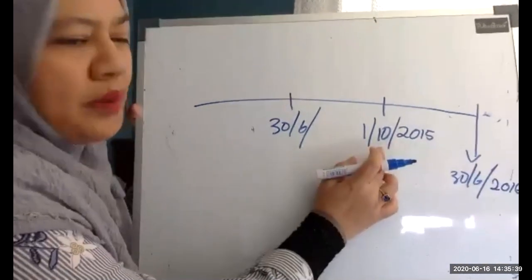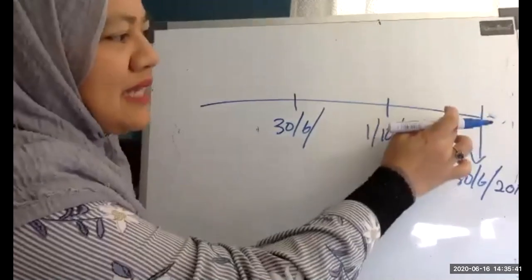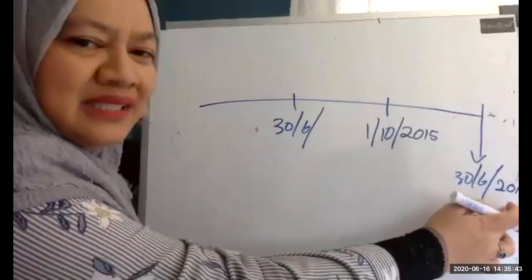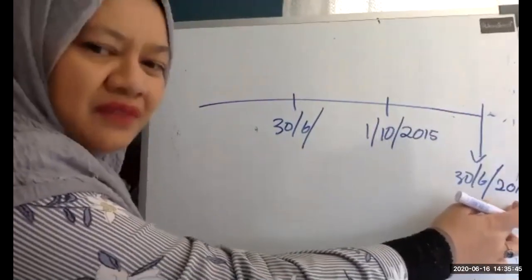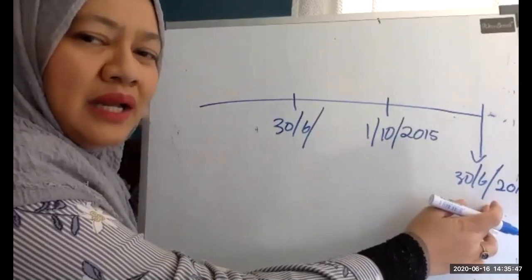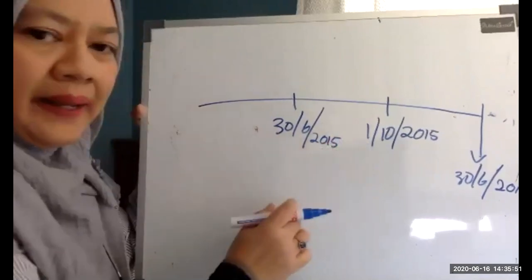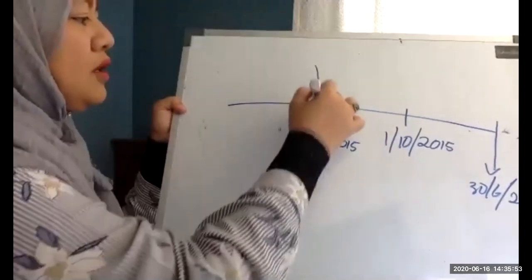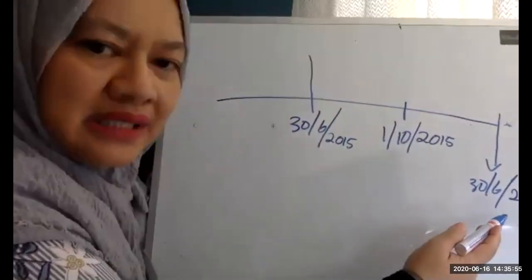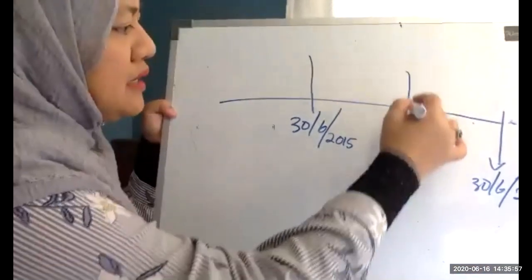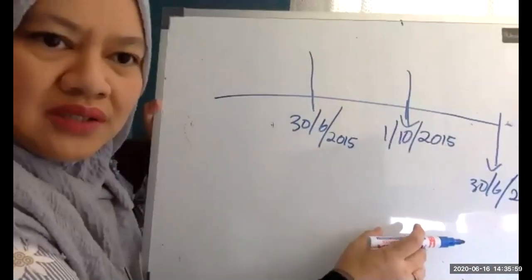It must be 2016. Between December 2015 and June 2016, you can't go back. So here it must be 2015. Remember that your year end is 30th June 2016, but your production day starts on 1st October 2015.